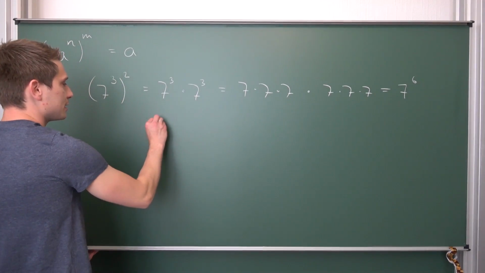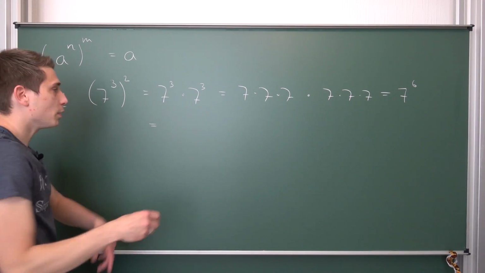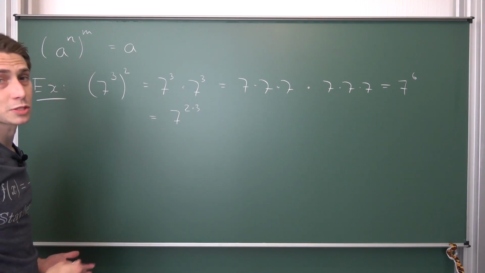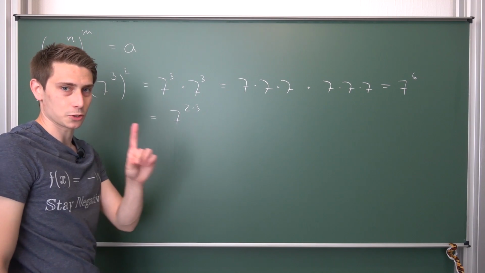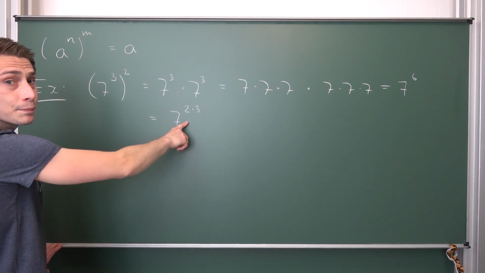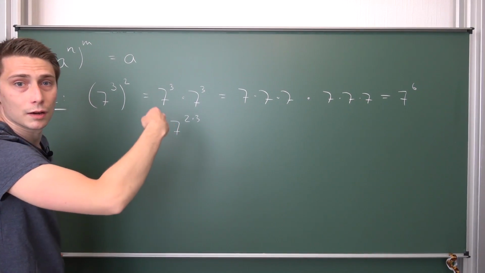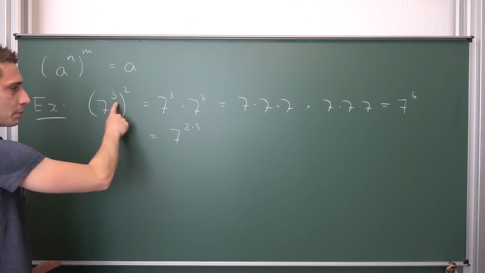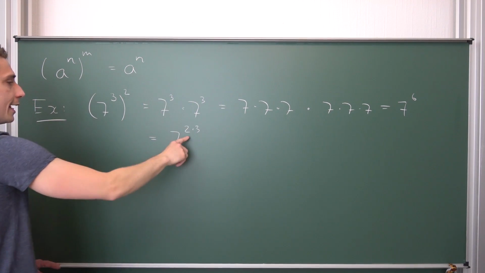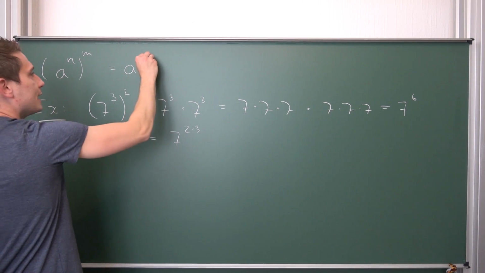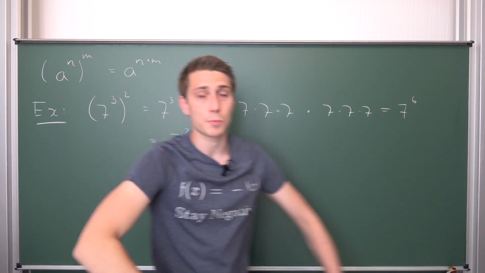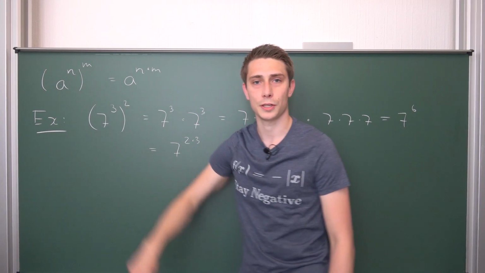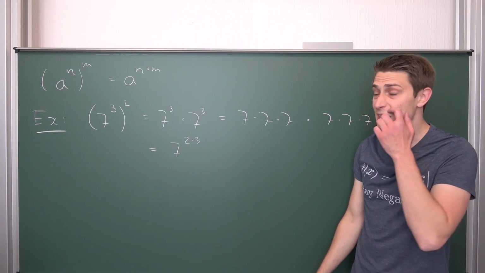Meaning we can conclude that 7 cubed and then squared is nothing but 7 to the 2 times 3 power, or 3 times 2 power. Multiplication commutes, we are going to talk about this in a second. Meaning, if we just compare exponents, our n was nothing but 3, and m was nothing but 2, so n times m. So if we exponentiate an exponential, we are just going to multiply the corresponding exponents together. It's as easy as it is.